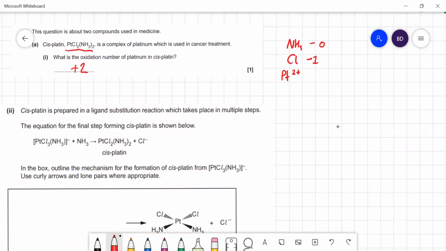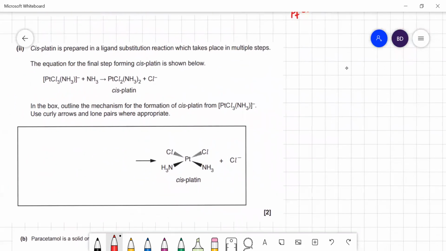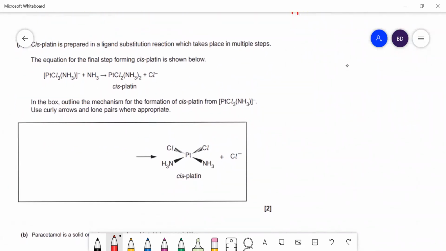Right. Cisplatin is prepared in a ligand substitution reaction, which takes multiple steps. The equation for the final step is, so you've got 3 chlorines and you're going to replace one of them with an ammonia ligand. In the box, outline the mechanism for the formation of cisplatin. Okay, so what we're going to do is this one, the starting material is Pt, and we've actually got 3 chloride ligands. Let's draw them. And 1 ammonia ligand.